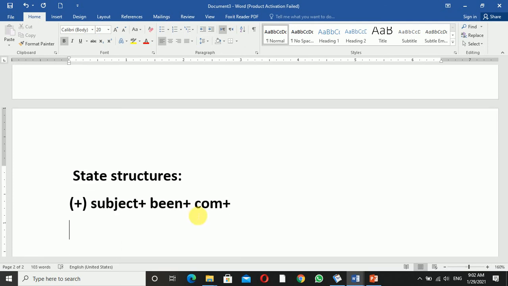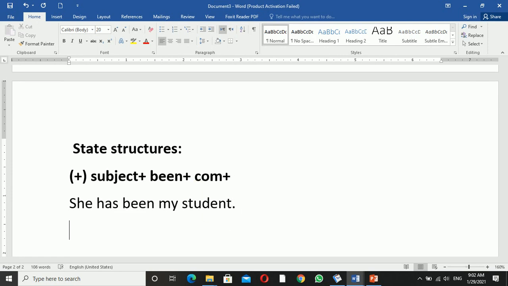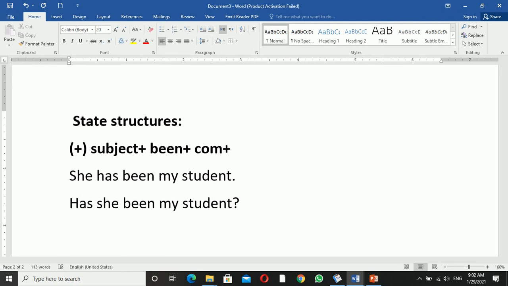For example, she has been my student. She has been my student. You see the sentence? If you want to change it to interrogative, just bring has to the beginning of the sentence. Has she been my student? Just like that. Positive interrogative. Sorry, I didn't say negative.